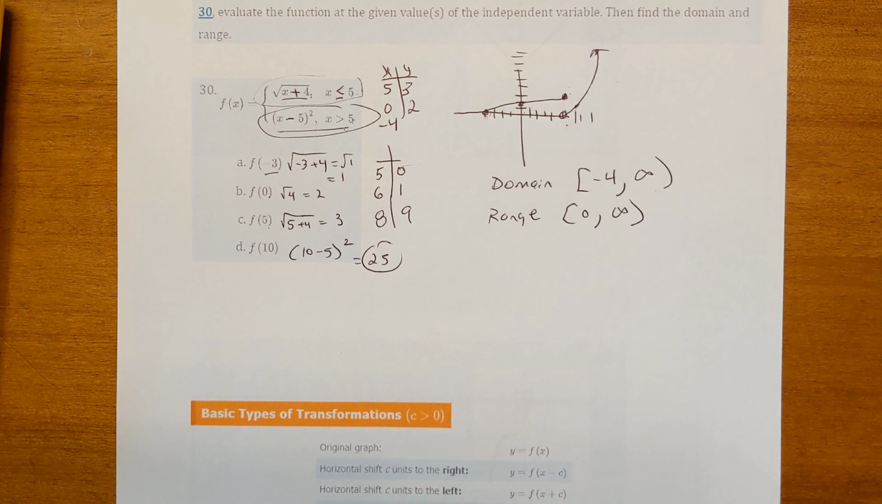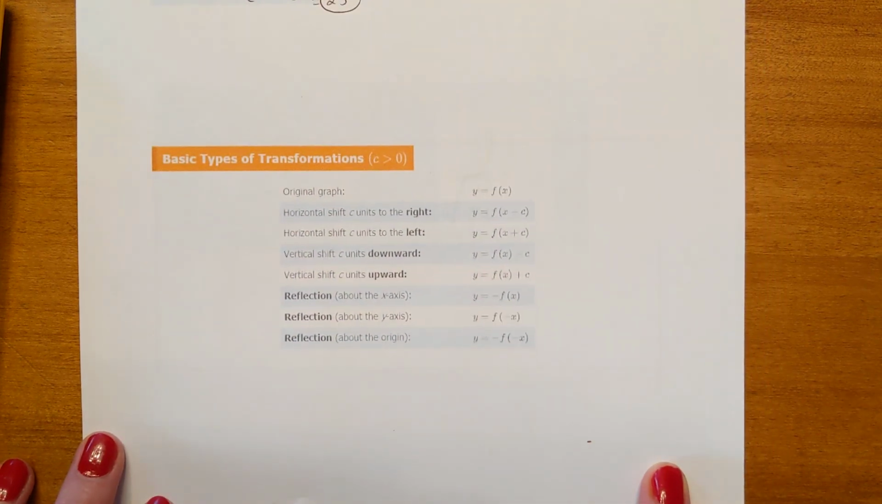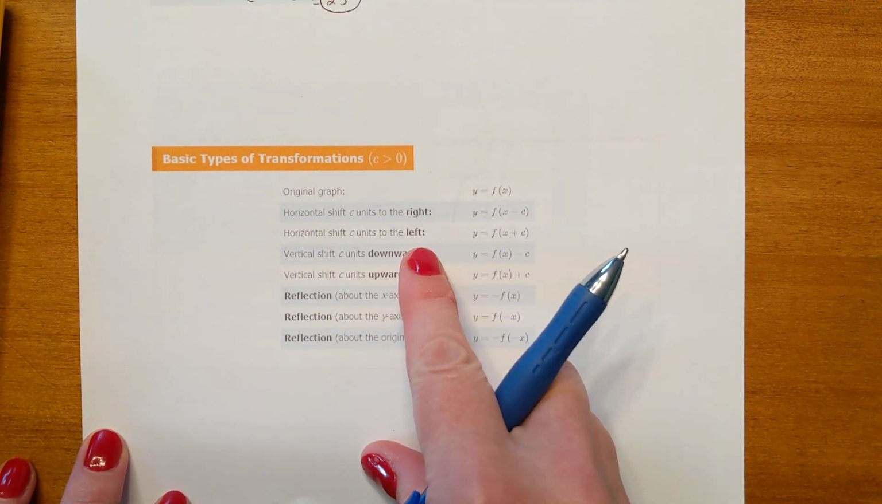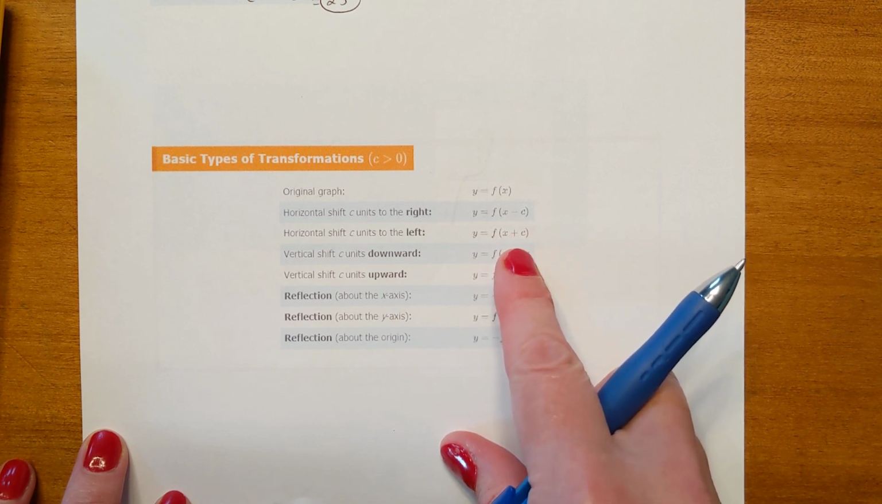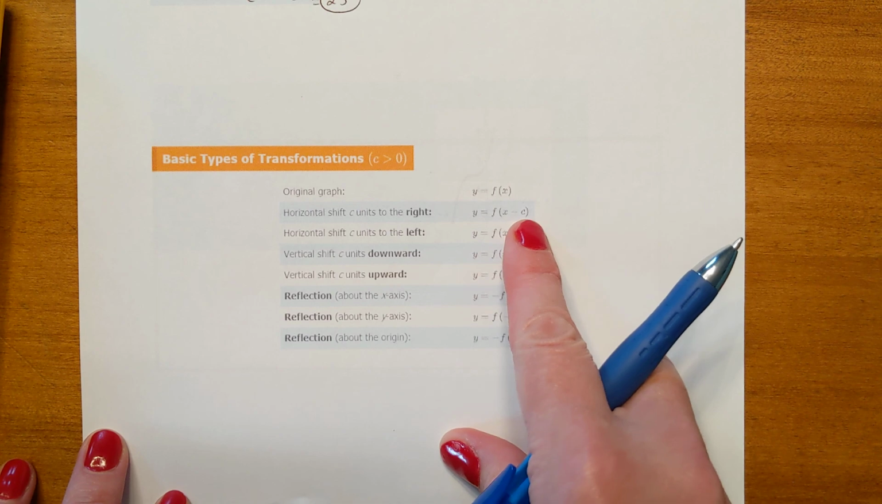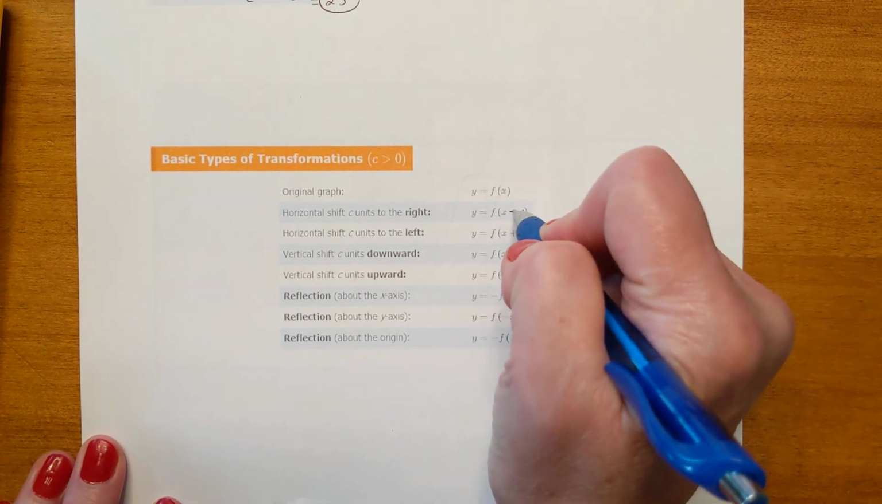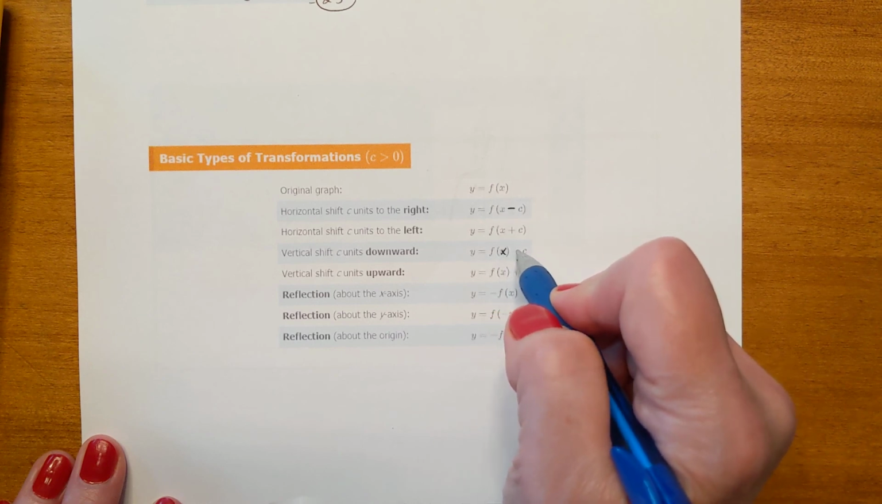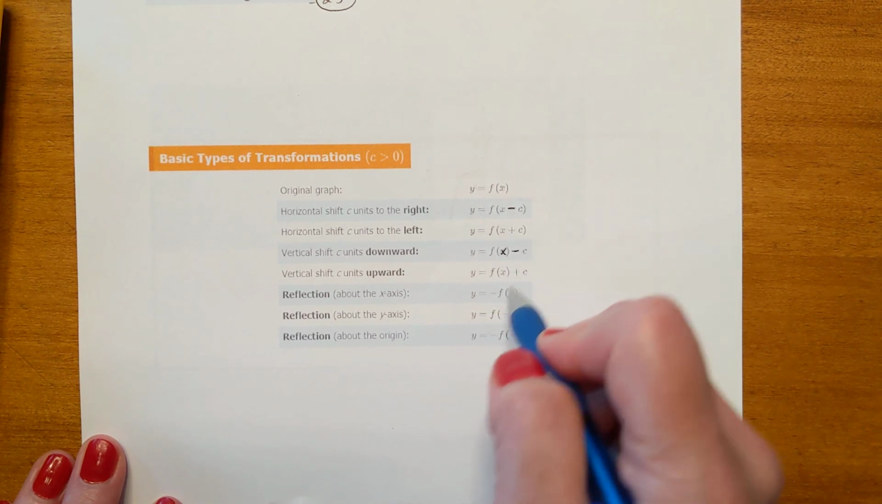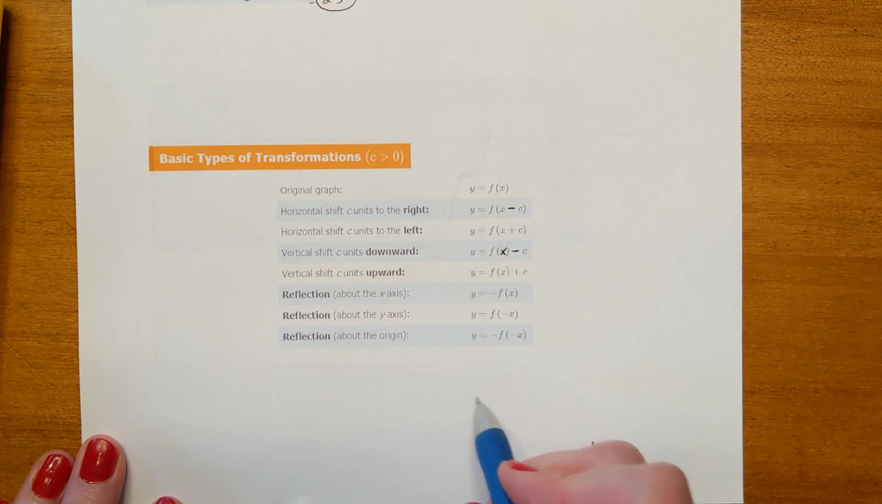All right, so down below is something I've been talking about. Horizontal shifts, left and right, are inside the function. If it's going to the left, it's plus c. If it's going to the right, it's minus the c. And then vertical shifts up and down are outside the f of x function. So minus c goes down, plus c goes up.